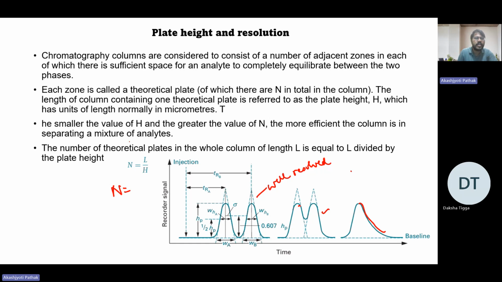So from this expression, what you can say is the higher the value of L, the higher the length of the column. If you use a column which has higher length, that will give you a better resolution compared to a column which has a smaller length. Then another factor is H. H is the height of this theoretical plate. So the number of theoretical plates in the whole column of length L is equal to L divided by the plate height. Just remember or understand this concept. That is enough.